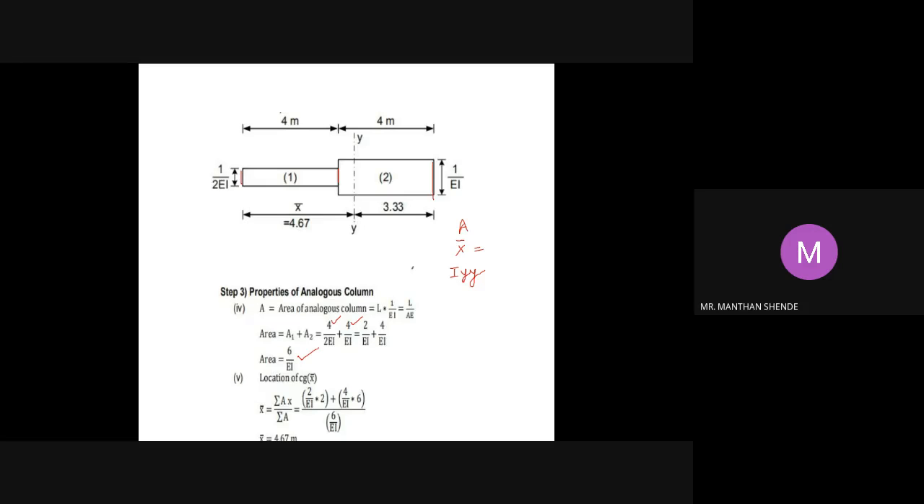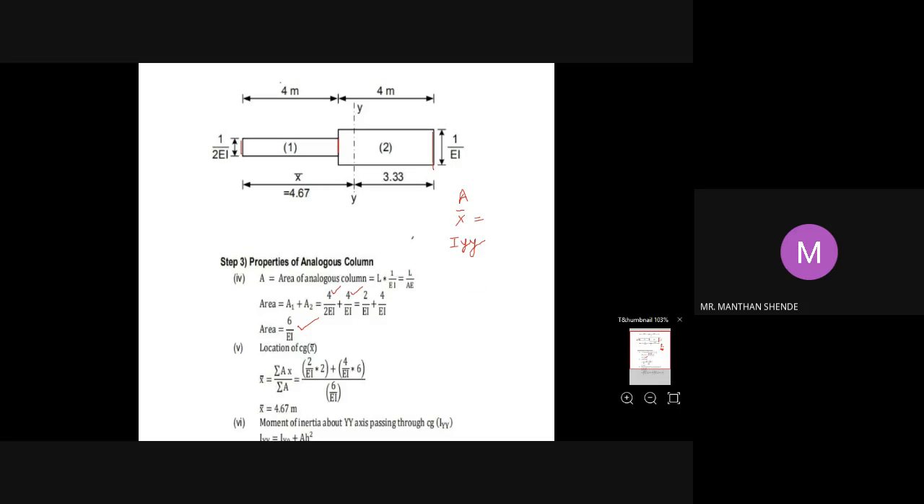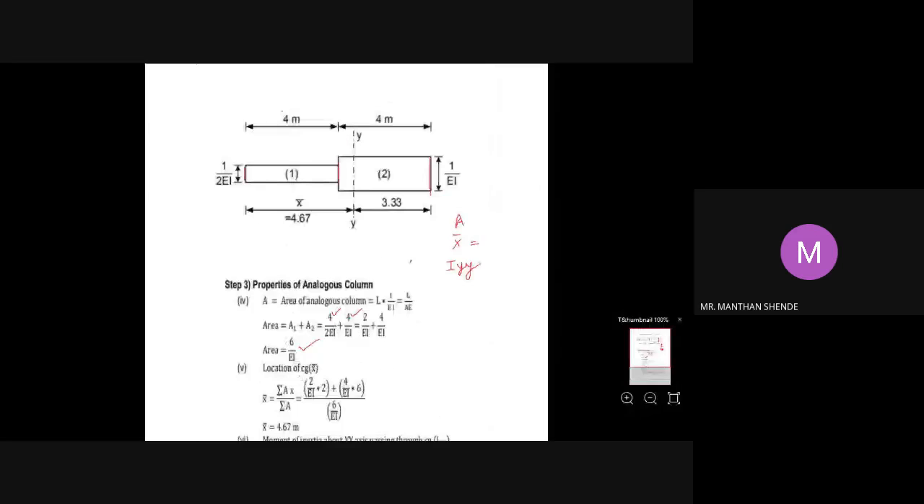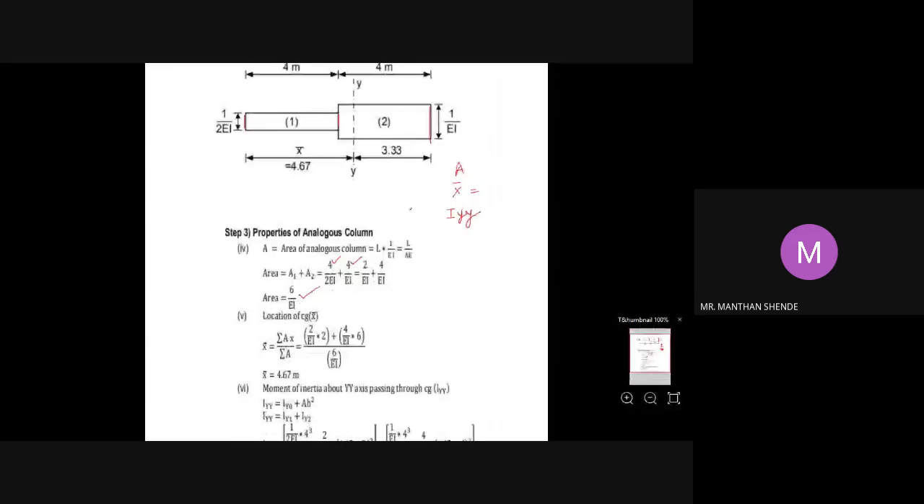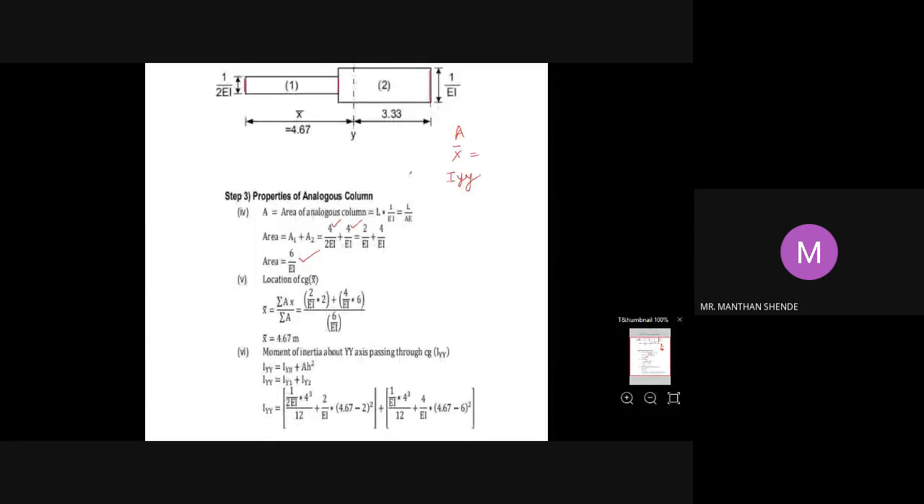Total area of the analogous column section is 6 by EI. Then the location of CG. You have to locate the CG of this given figure. Okay, so what is the CG of the given figure? You have to locate the centroid. That is nothing but again summation AX by summation A, where A is the total area of the given figure. So that is nothing but A1 into X1 plus A2 into X2.